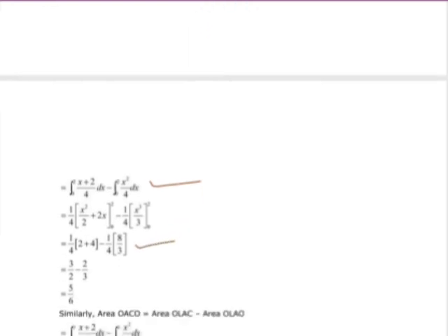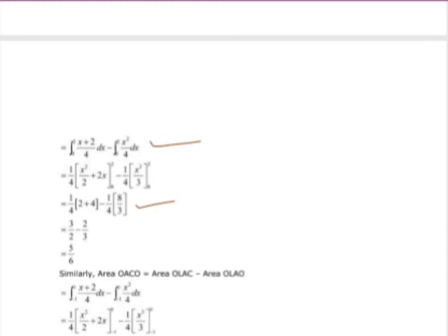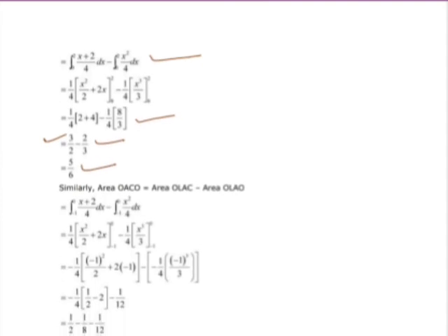So now 6 by 4 is 3 by 2, minus 2 by 3. It is 3 by 2 minus 2 by 3, which is 5 by 6. It's nothing but area of OACO, which equals area of OLAC minus area of OLAO. So again integration from minus 1 to 0 of (x plus 2) by 4 dx minus integration from minus 1 to 0 of x square by 4 dx. Again integrating this term, what we get here?